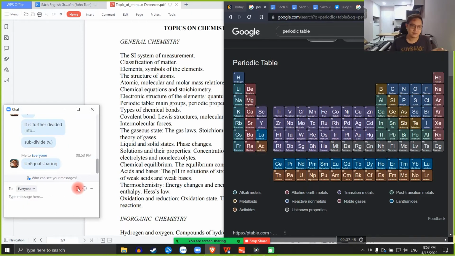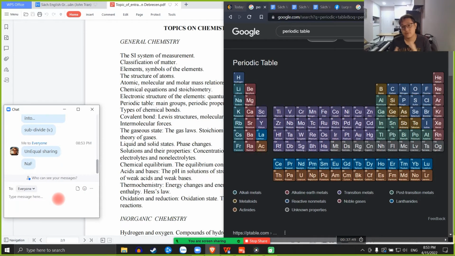Unequal sharing between atoms. For example, NaF. Sodium is like 0.8. Fluorine is like 4.0, so of course, fluorine just squeezes electrons into it so much. And it results in this particular bond being very ionic. It's not even polar covalent, it's ionic.